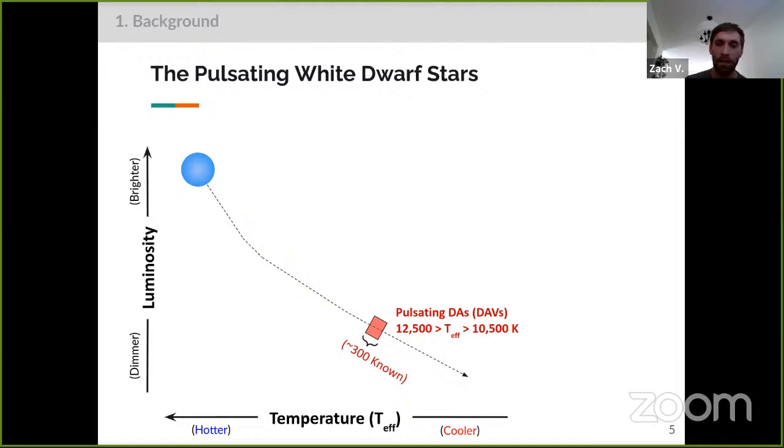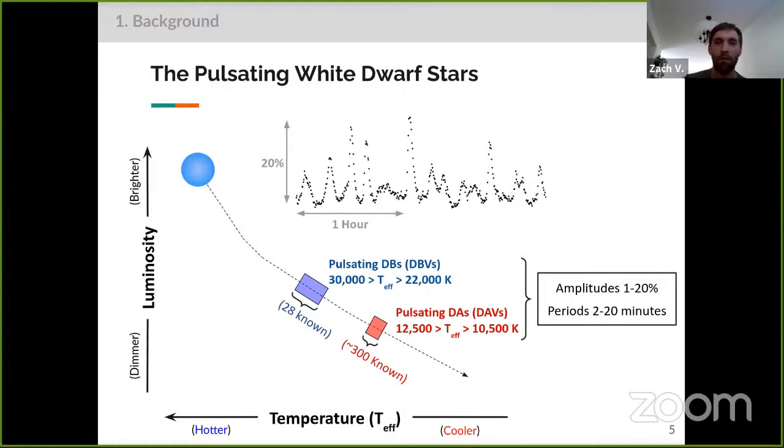So for the DAs, they pulsate between around 10 to 12,000 degrees. And we know of roughly 300 or so objects there. And the DBs, they pulsate at higher temperatures, around 20 to 30,000 degrees. And there we only know of around 28 currently. We know of fewer in that region because, for one, hydrogen deficient white dwarfs are just less common. And also at higher temperatures, white dwarfs cool a lot faster. So they speed through this region, its instability strip.